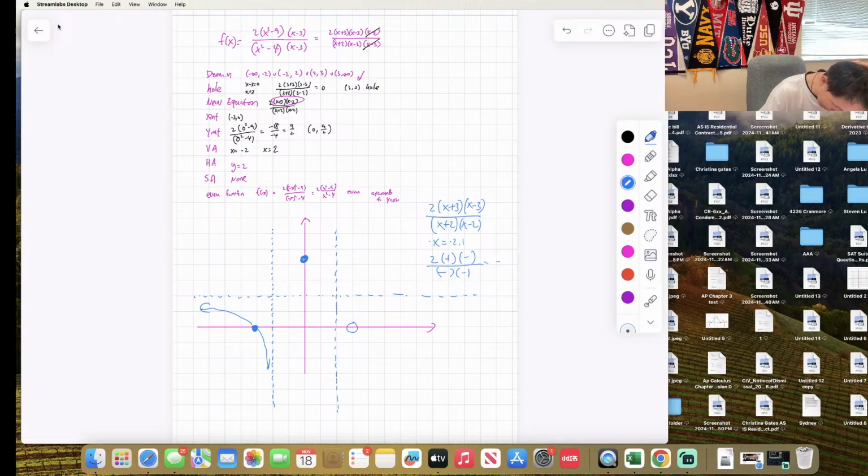If I plug in negative 1.9, it'll be 2 times positive times negative, positive and negative, so that's going to be positive. So this is going to go this way. Let me know if you have any questions. I just plug negative 1.9 into the function, and plug 2.1 into the function. I see the graph's going to go this way, but these have symmetry. If they have symmetry, then it's going to be like this and like this. And that's the graph based on this particular situation.